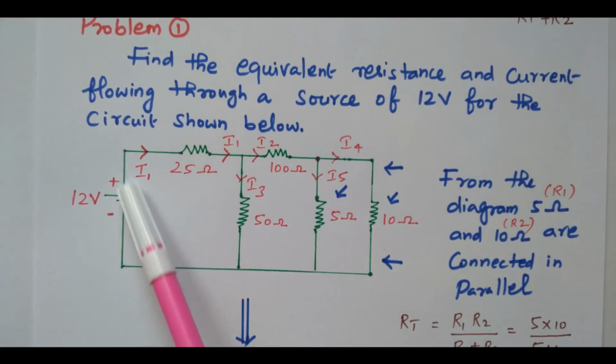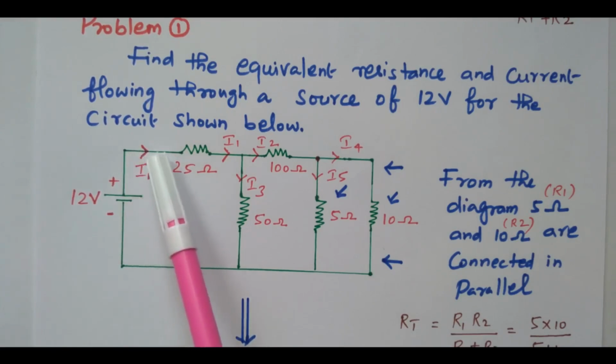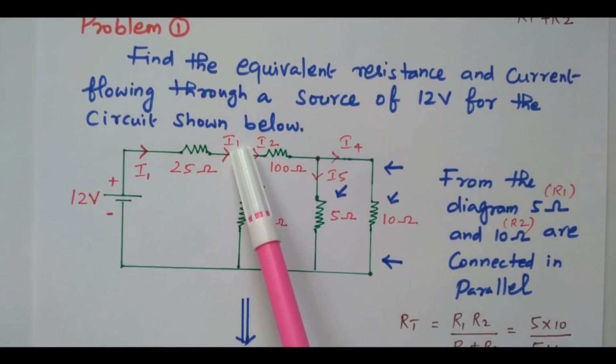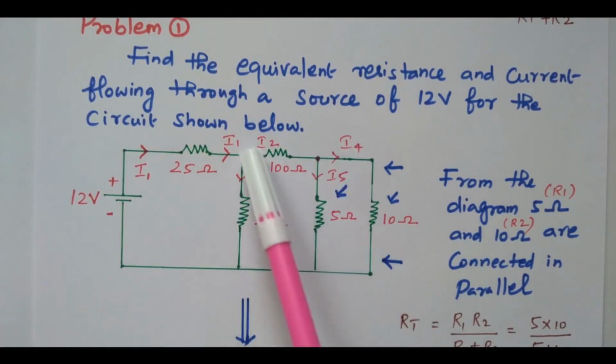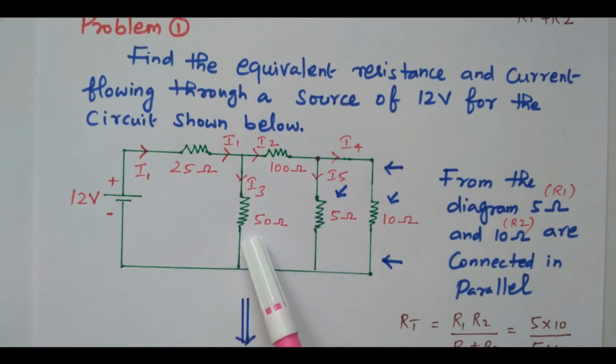We'll say that the current is I1. The current flowing through the 12 volt source is I1. So the I1 is flowing through 25 ohm. So at this point, what will happen? The current will divert because of the branch, I2 and I3. What is the meaning? These two resistors are connected in parallel, right? This 100 ohm and 50 ohm are connected in parallel.